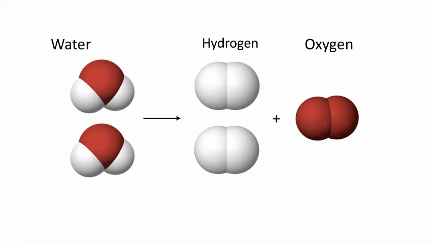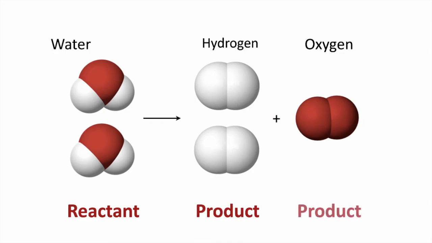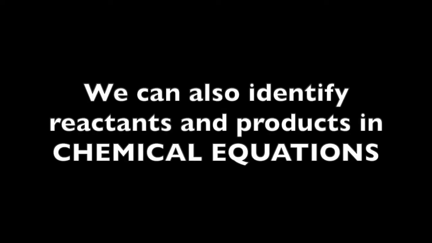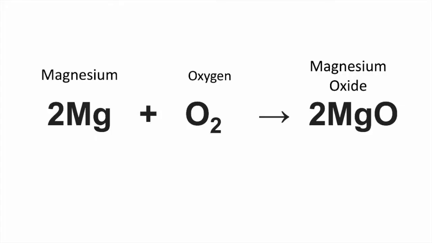Here's another example. In the decomposition reaction of water, decomposition means breaking down. There is one reactant, which is water, and there are two products, which are hydrogen and oxygen. We can also identify reactants and products in chemical equations. In a chemical equation, we use chemical symbols to represent our reactants and products.